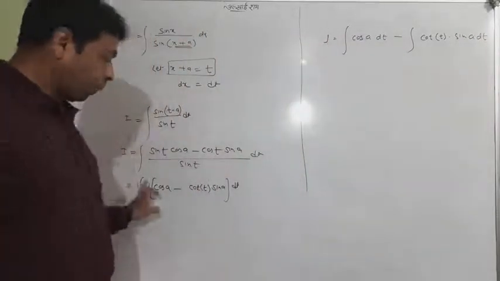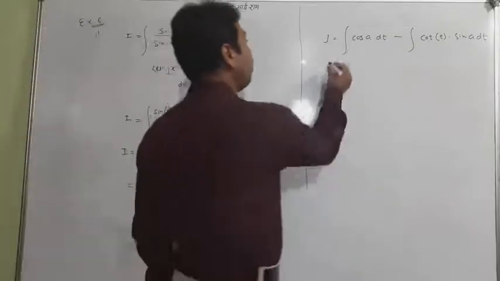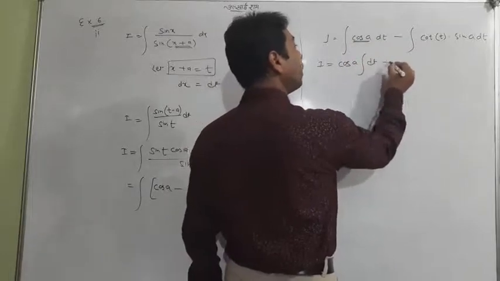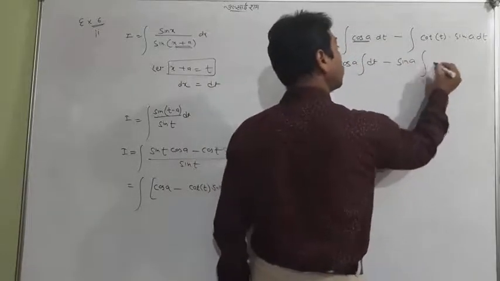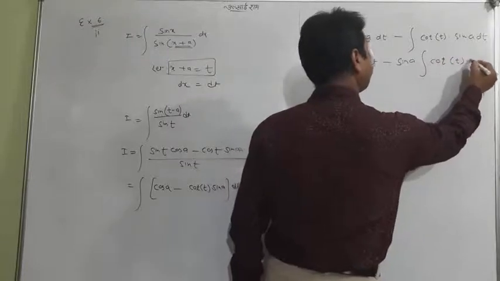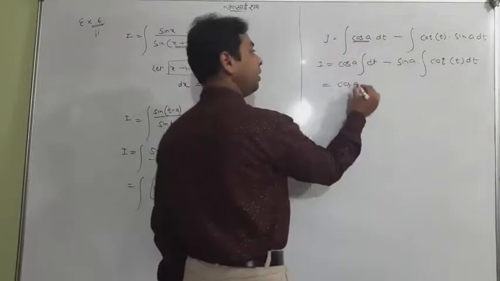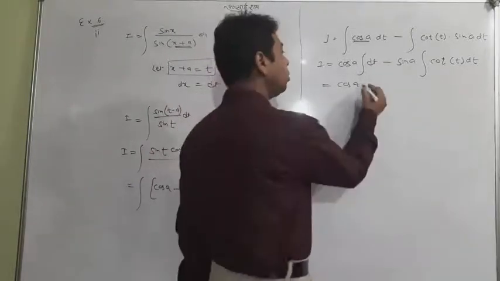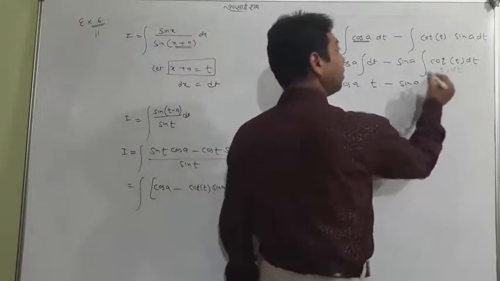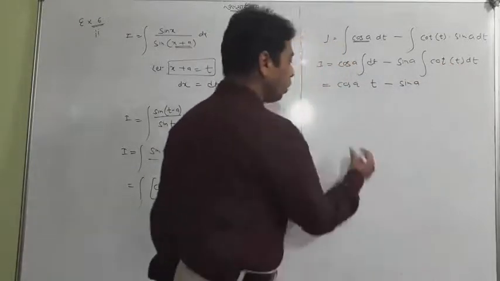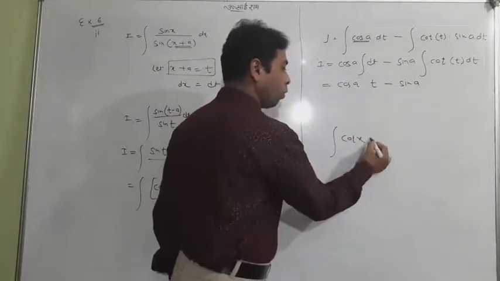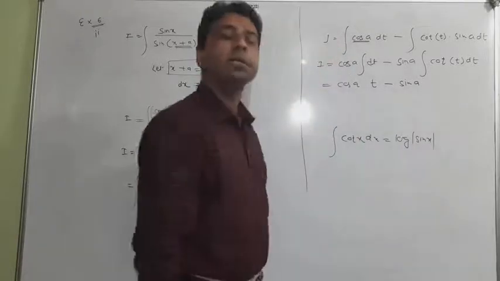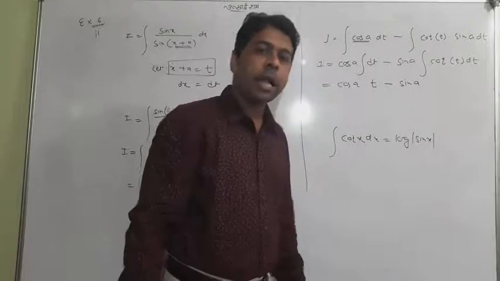Separate integration with respect to t. Cos a is a constant value, so it will come out, only dt remaining. Sine a will come out, it's a constant value, and cot t will be remaining. What is the integration of dt? Like dx has integration x, so dt has integration t, sine a, and cot t. You remember cot x: what is the integration of cot x with respect to x? Log sin x.